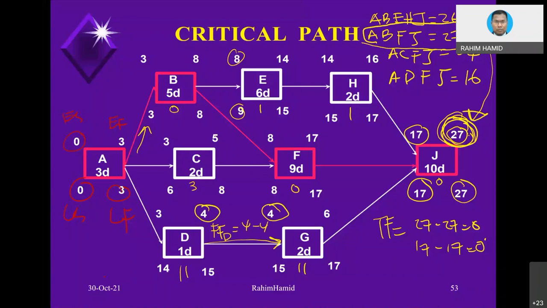Meaning to say, the early start of the following activity minus the early finish of the current activity will be the free float, which is equivalent to 0. But in this situation, for C, you notice this value 8 and 5. 8 minus 5 is equivalent to 3. So activity C does have a free float equivalent to 3 days. In such a way, C can be delayed. You didn't have to rush with C.